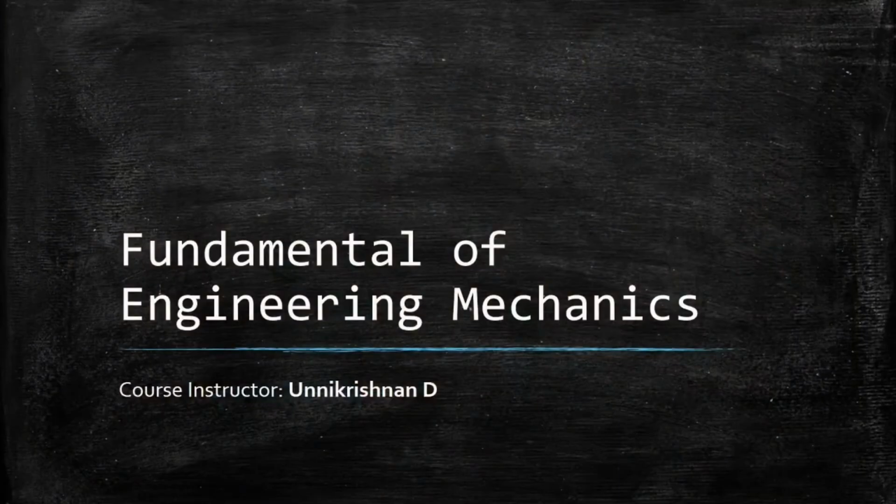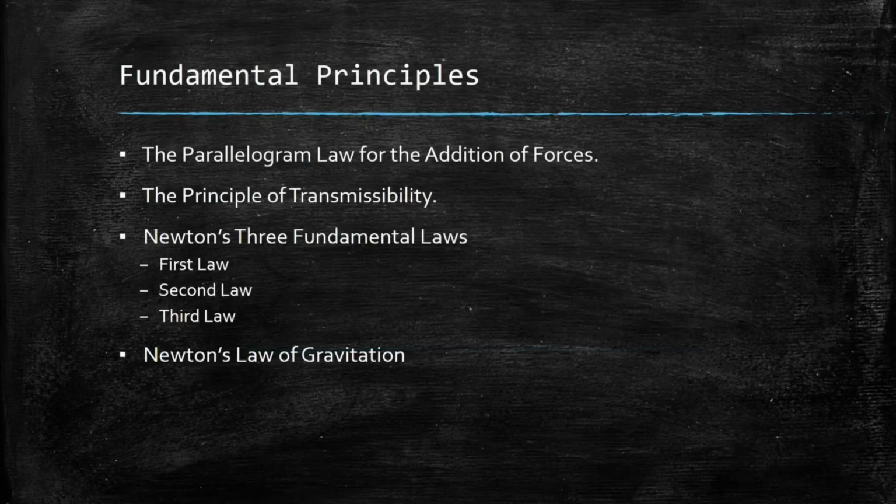Today we are going to see the fundamental basic principles of engineering mechanics. Let us see the 6 fundamental basic principles of engineering mechanics. The first one is the parallelogram law for vector addition. And the second one is the principle of transmissibility. The third one is Newton's 3 fundamental laws, or first law of motion, second law of motion and third law of motion, and finally Newton's law of gravitation. So in today's lecture we will be focusing on these 4 Newton's laws.